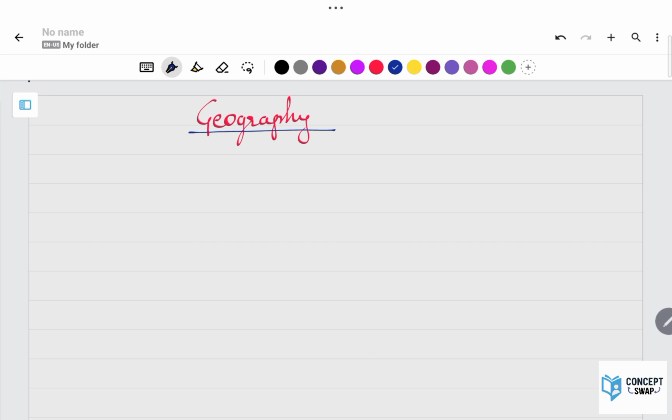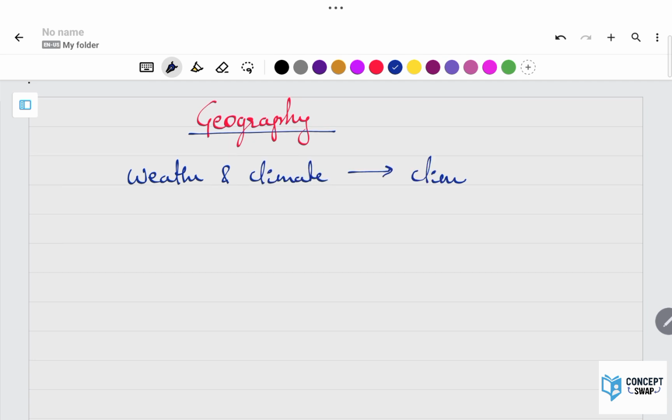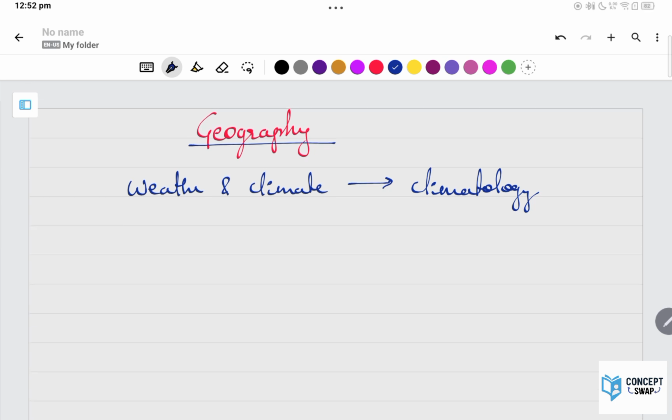Today we are discussing the concept of weather and climate, which comes under geography, climatology. This class is also a revision class for students who already know about this concept. What all comes under weather and climate? The first thing in weather and climate is the atmosphere.